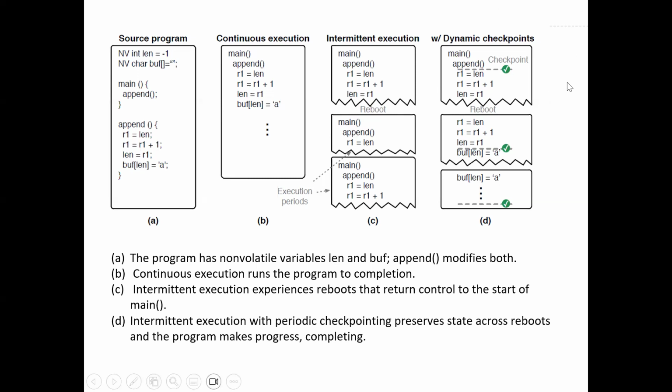And thus we have dynamic checkpoints: main, append, okay, checkpoint this. Now, even if you lose power, you are going to resume from the previous checkpoint. And that is what checkpointing is, in very crude terms.